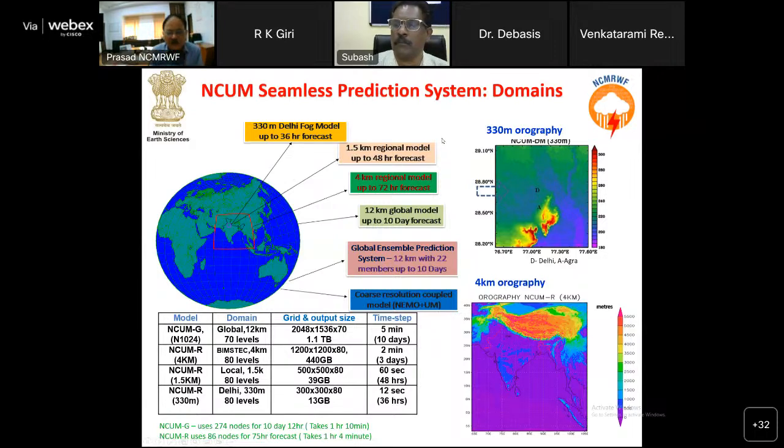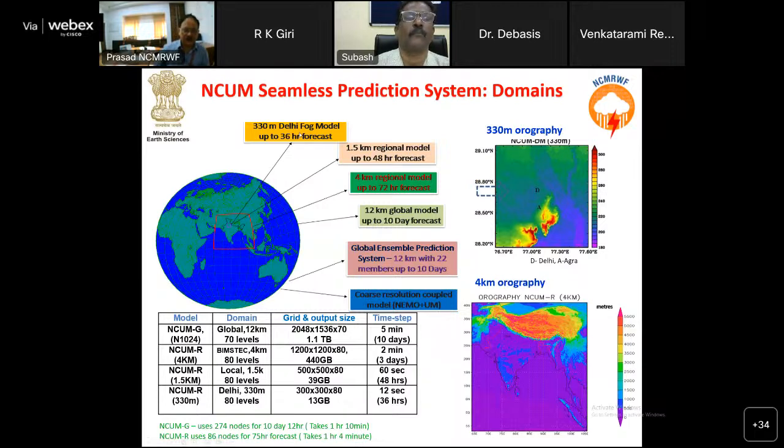This is the state of the art system that is being used at present in the world, and even the GFS system has recently shifted to this type of unified modeling framework. And at NCMRWF, for medium range forecast, a global 10 day, 70 levels system is in place, and these various systems have been running seamlessly, giving a seamless forecast for various purposes.